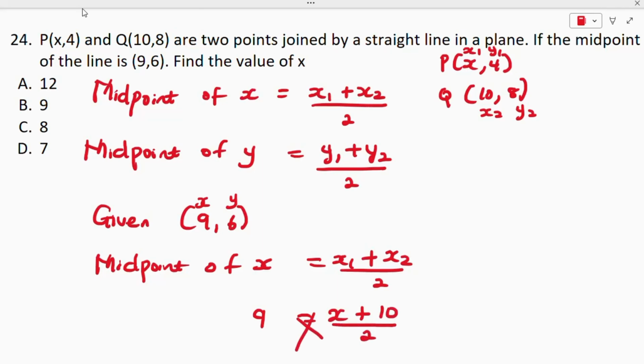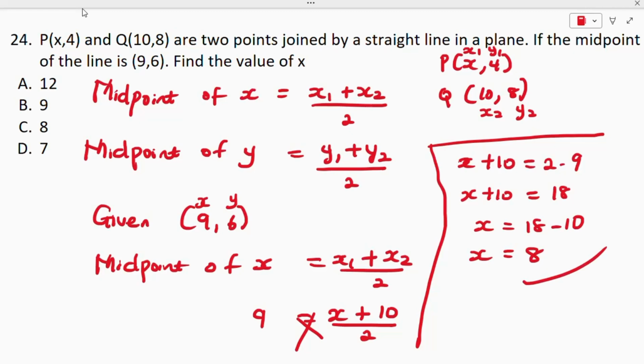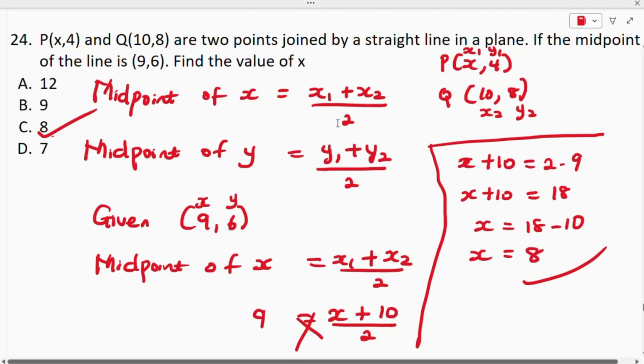You cross multiply. We have x plus 10 is equal to 2 multiplied by 9. x plus 10 is equal to 2 times 9, which is 18. x is equal to 18 minus 10, and x is equal to 8. All right, so we have been able to find the value of x, and the value of x is 8. So from the options, we have C to be the correct answer.